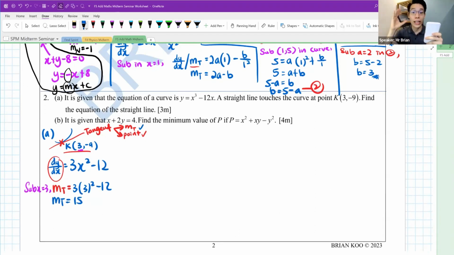You see how when I do it, I'm very clear what I need. Tangent is a straight line. I need the gradient, I need the point. Both I have already. Now you can use this.